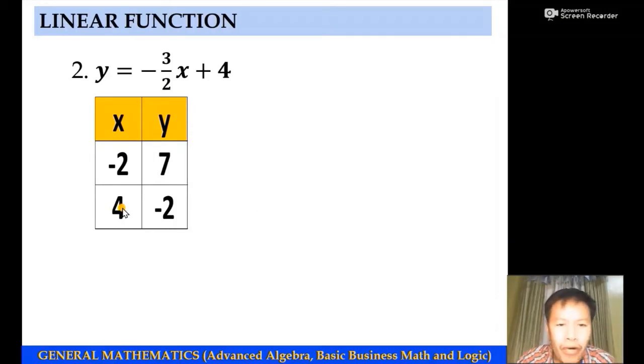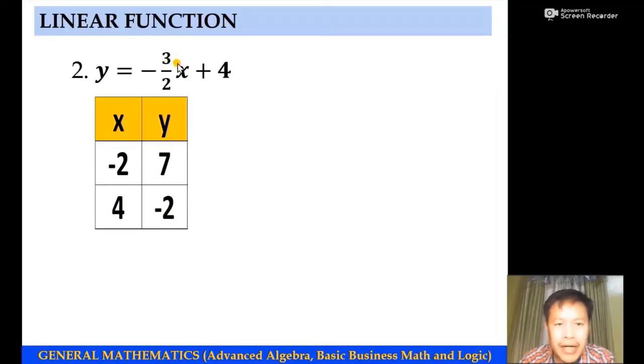If x is equal to 4, 4 divided by 2 is equal to 2. 2 times 3 is 6, and that is negative. Negative 6 plus 4 is negative 2. Because you have a negative 6 added with positive 4, you're going to subtract. If you're going to add two numbers having different signs, you are going to subtract, and whatever the difference, copy the sign of the bigger absolute value. Since that 6 has a negative sign, the difference will follow the greater absolute value.